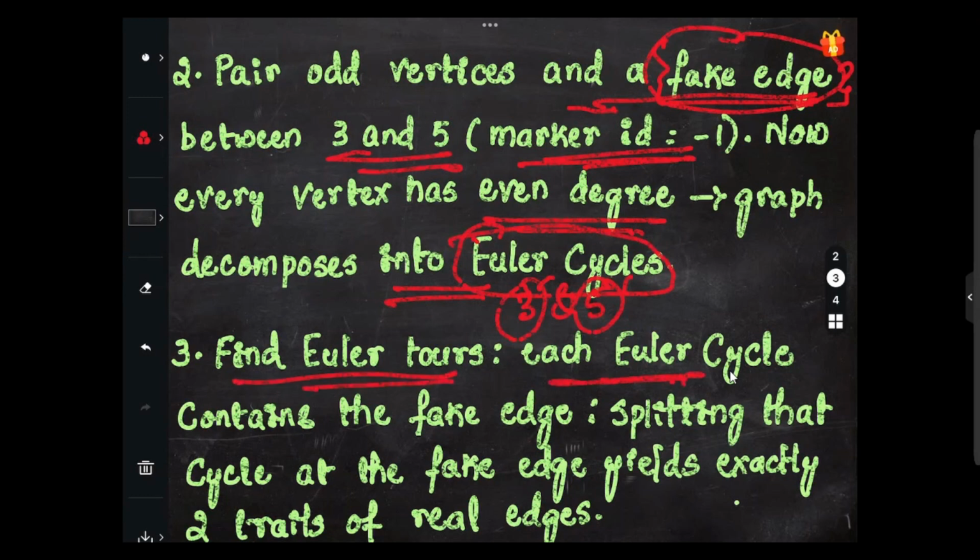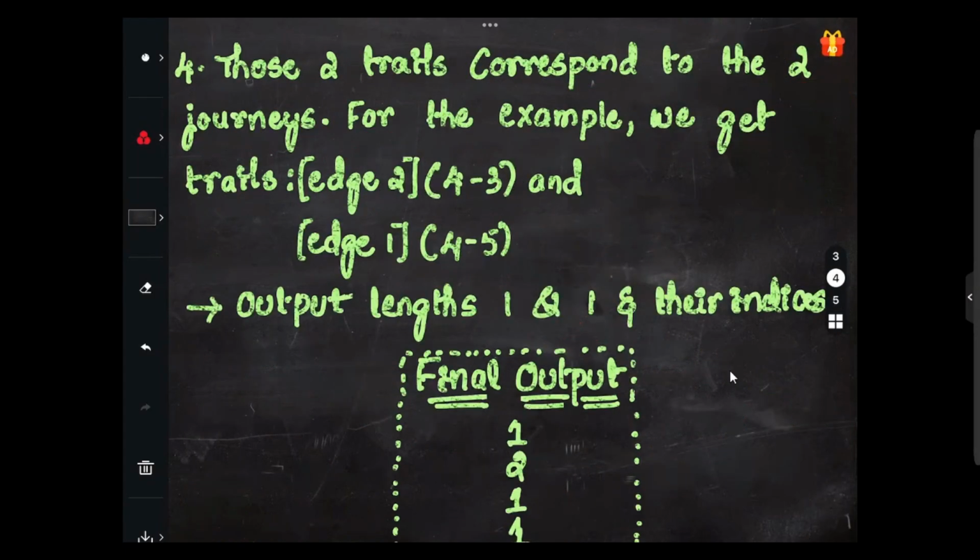Now we have Euler cycles, according to the previous point. Each Euler cycle contains the fake edge, between vertices 3 and 5. Splitting that cycle at the fake edge yields exactly two trails of real edges, right? So those two trails correspond to the two journeys.